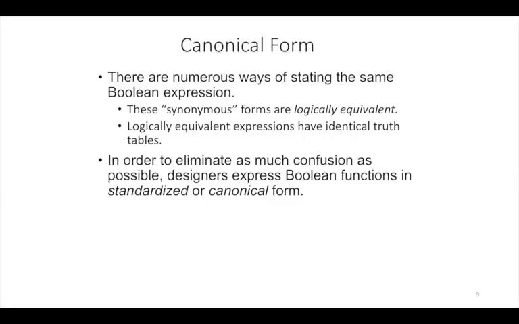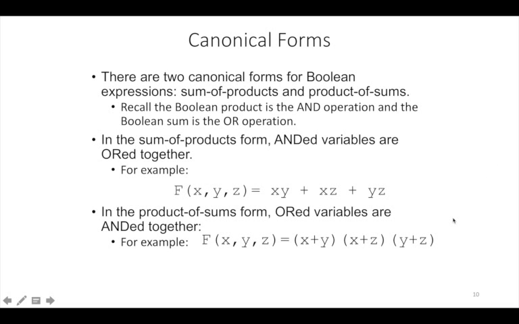So in order to eliminate confusion as much as possible, the designer expresses the Boolean function in standardized or canonical form. There are two canonical forms for Boolean expressions: the sum of products and the product of sums. We recall that the Boolean product is the AND operation and the Boolean sum is the OR operation.